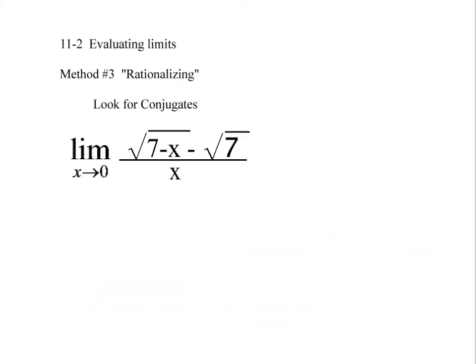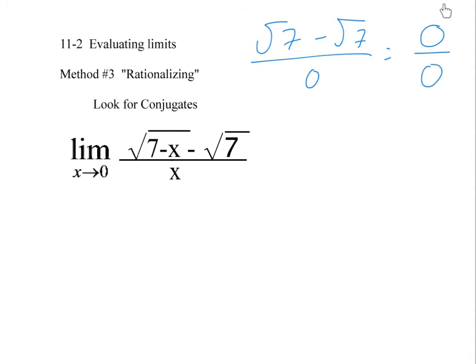Okay, let's try this guy right here. We're going to use our third method now, which is called rationalizing, or looking for conjugates. If I try direct substitution right now, if I let x be 0 in both top and bottom of my function, I'm going to get 7 minus 0, which is 7. So I'm going to have root 7 minus root 7 over, when x is 0, I get 0, which means now I have 0 over 0. That again is our undefined term, 0 over 0. That does not exist. So we're going to try to do something else.